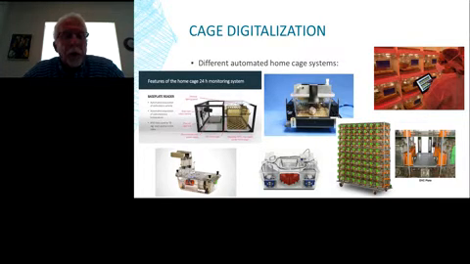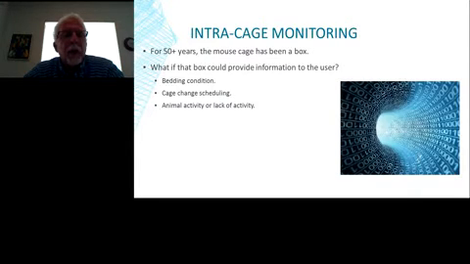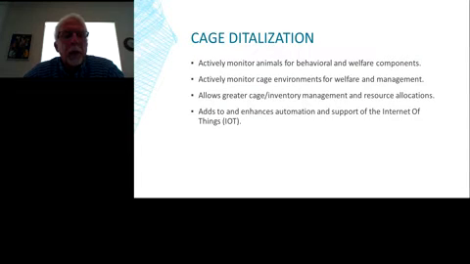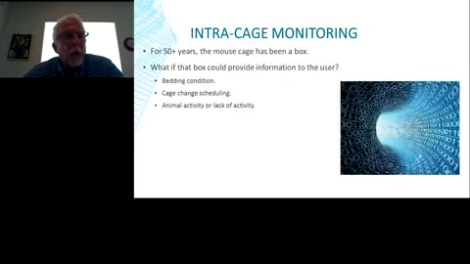So I just wanted to clear that up and make sure people had a good understanding of that, because there is a lot of variety in what is defined as a home cage system at this point in time. The cage digitalization itself allows you to monitor animals for behavior and welfare components. And then environment and welfare management, again with some of the caging systems like the EMF systems, allows cage inventory management and resource allocation as well. It adds to and enhances automation support of the Internet of Things overall.